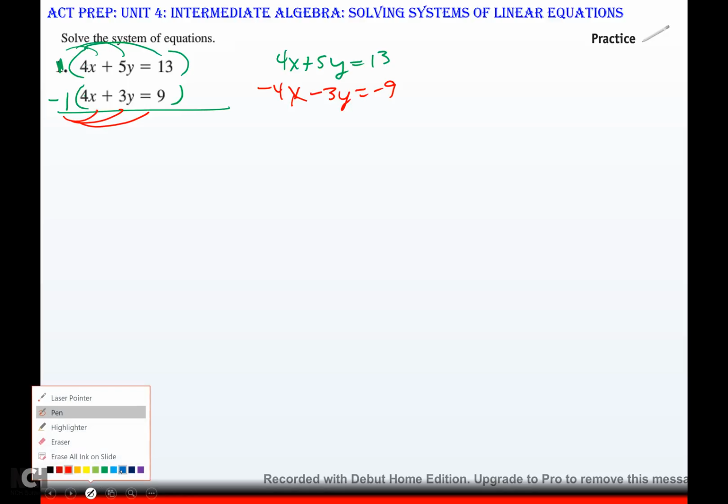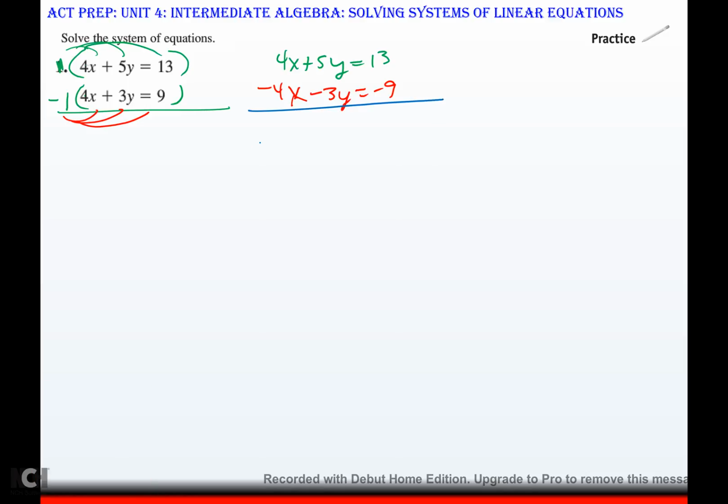And then when I go to add what's left, the x's cancel. 5y take away 3y would be 2y. 13 take away 9 would be 4. Divide by 2, divide by 2, and y equals 2. So there's half of my solutions.